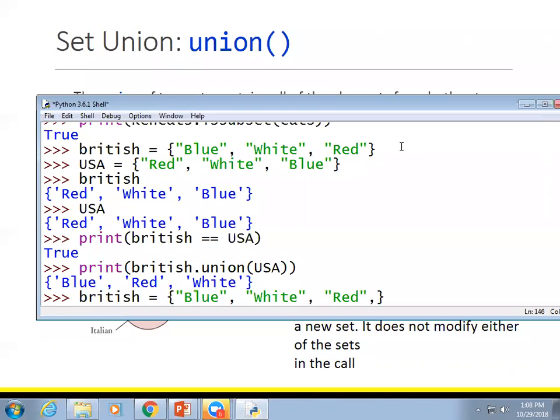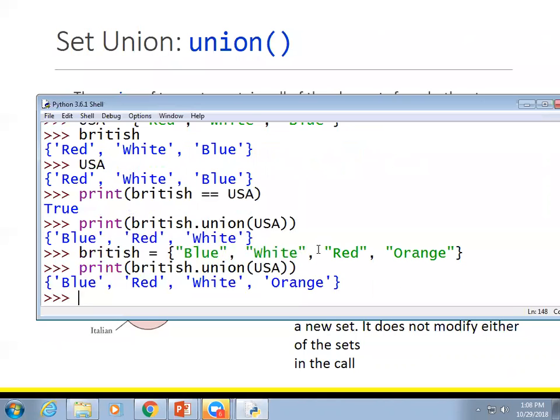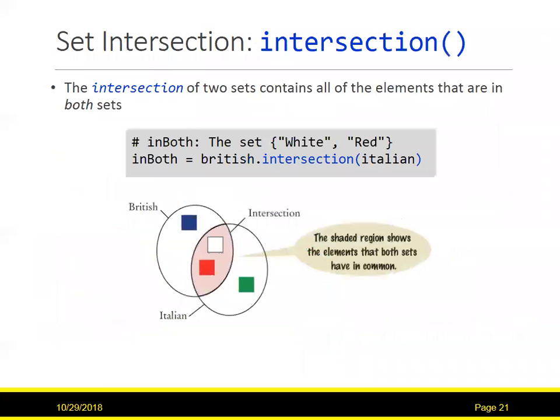What other color does British want? Orange. Orange, okay. I don't know why, but it's okay. The sun never sets on the British. So now if we do union, it should include red, white, blue, and orange. Since British now contains orange, when we take a union of them, we get all three that are in USA plus the orange that was in British. Did anybody get lost? Very simple stuff.